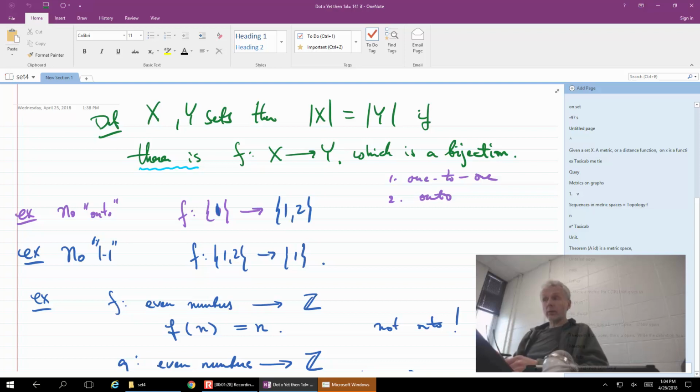And how do you compare them to each other? Number one is through a bijection. A bijection between them establishes, by definition, that these sets have the same size. The presence of a bijection means that they have the same size. It doesn't mean that every function will count, but just the existence of one is enough.